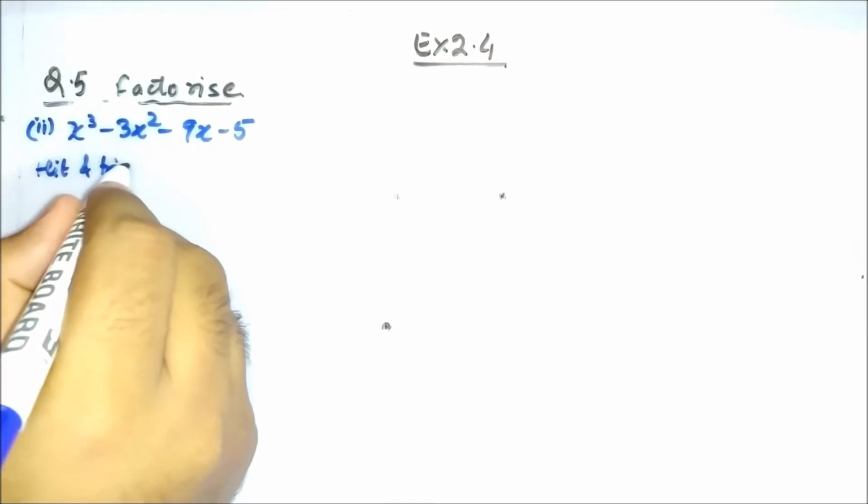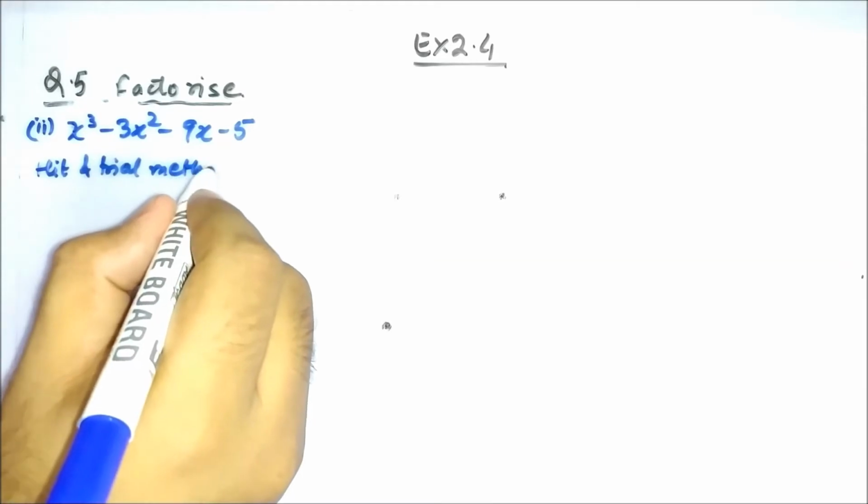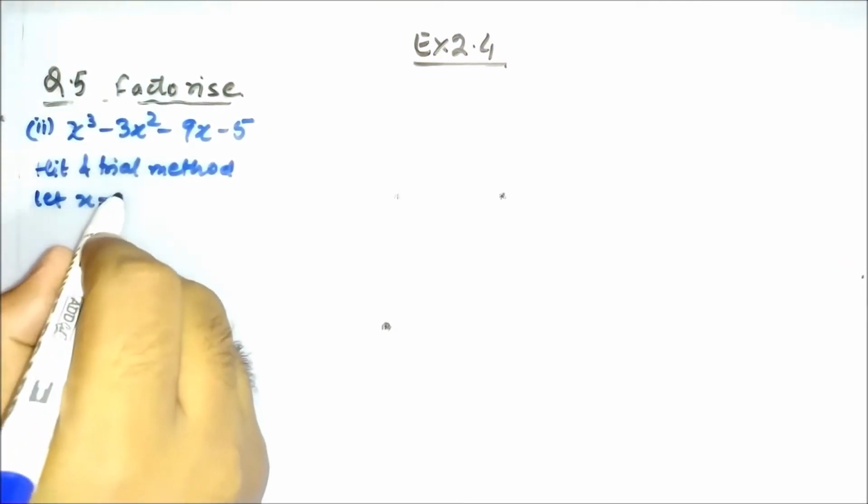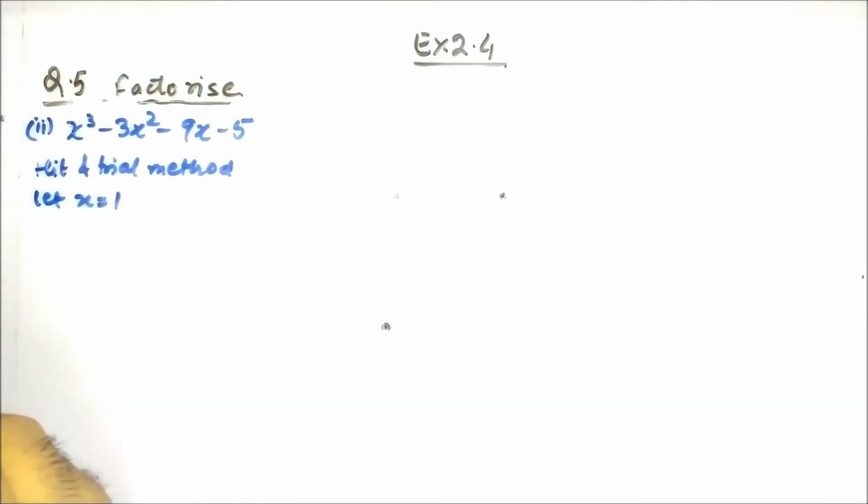What was this hit and trial method? We'll take any value of x and check whether the value of the polynomial is 0 or not at that value of x. So suppose I take, let x is equal to 1. The questions given in your book will have values lying between -1, 1, -2, 2 at most. It will not go beyond that. So in the hit and trial method, you try for 1, try for -1, like that only.